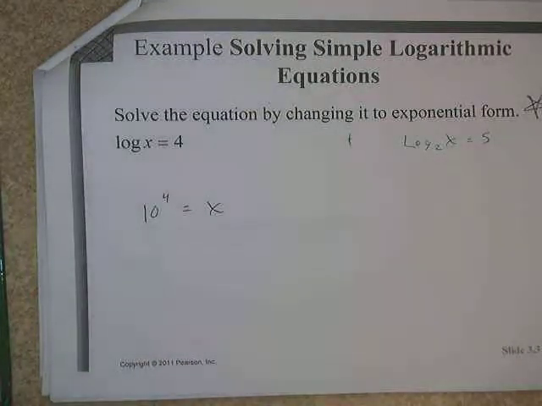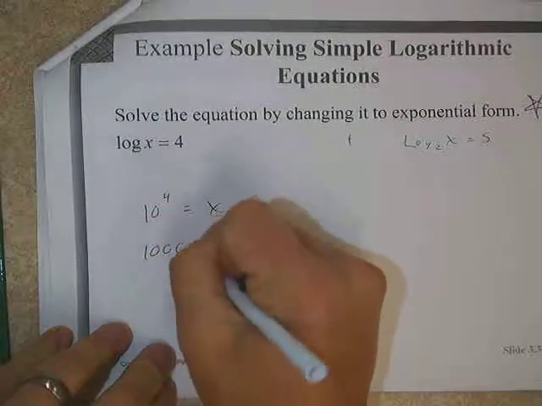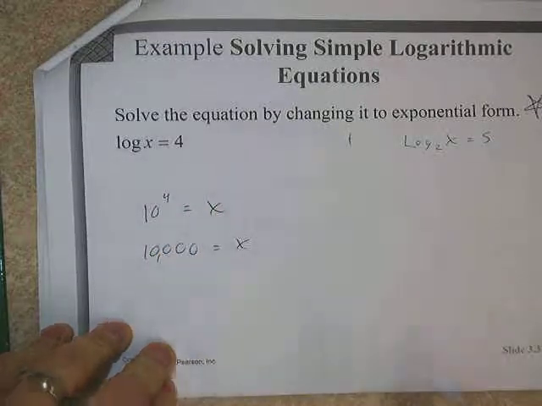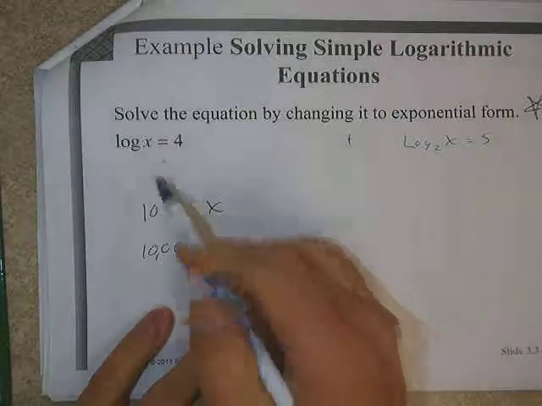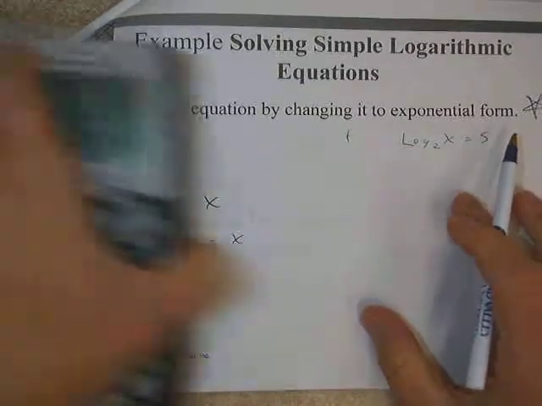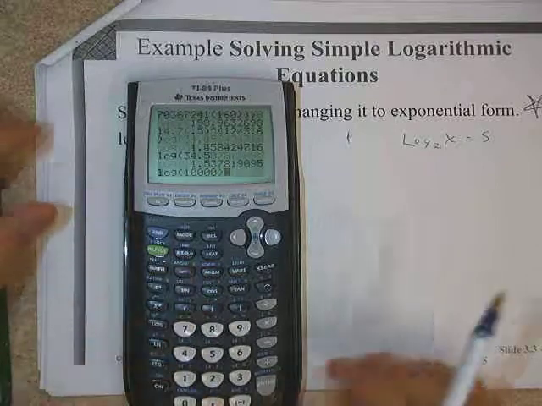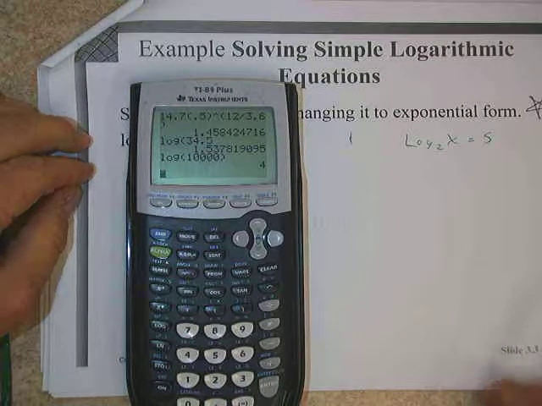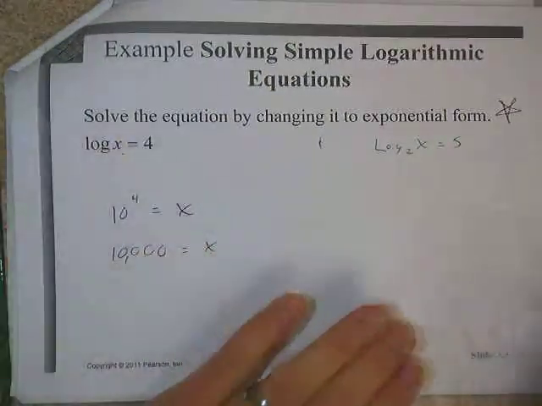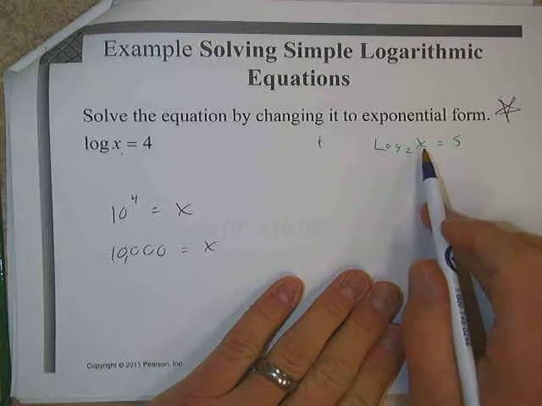Well, we already have x by itself, so aren't we done? What does x equal in this case? 10 to the fourth would be 10,000. And just like any other equation, this is checkable. If I put my 10,000 in here and I do log of 10,000, I had better get 4. And don't we? Good.